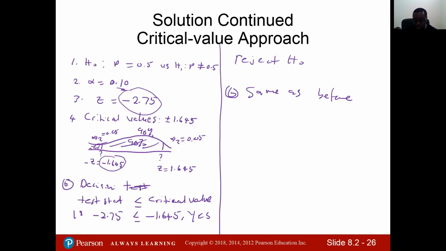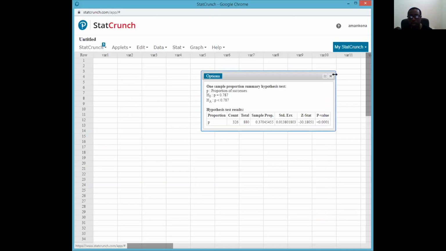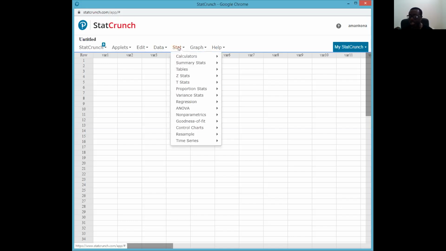So let us show the critical value approach using StatCrunch for this. It's important to do that. I open StatCrunch now. Okay, I want to find the p-value. You always have to use StatCrunch or the table to calculate the critical value when you're using the critical value approach.